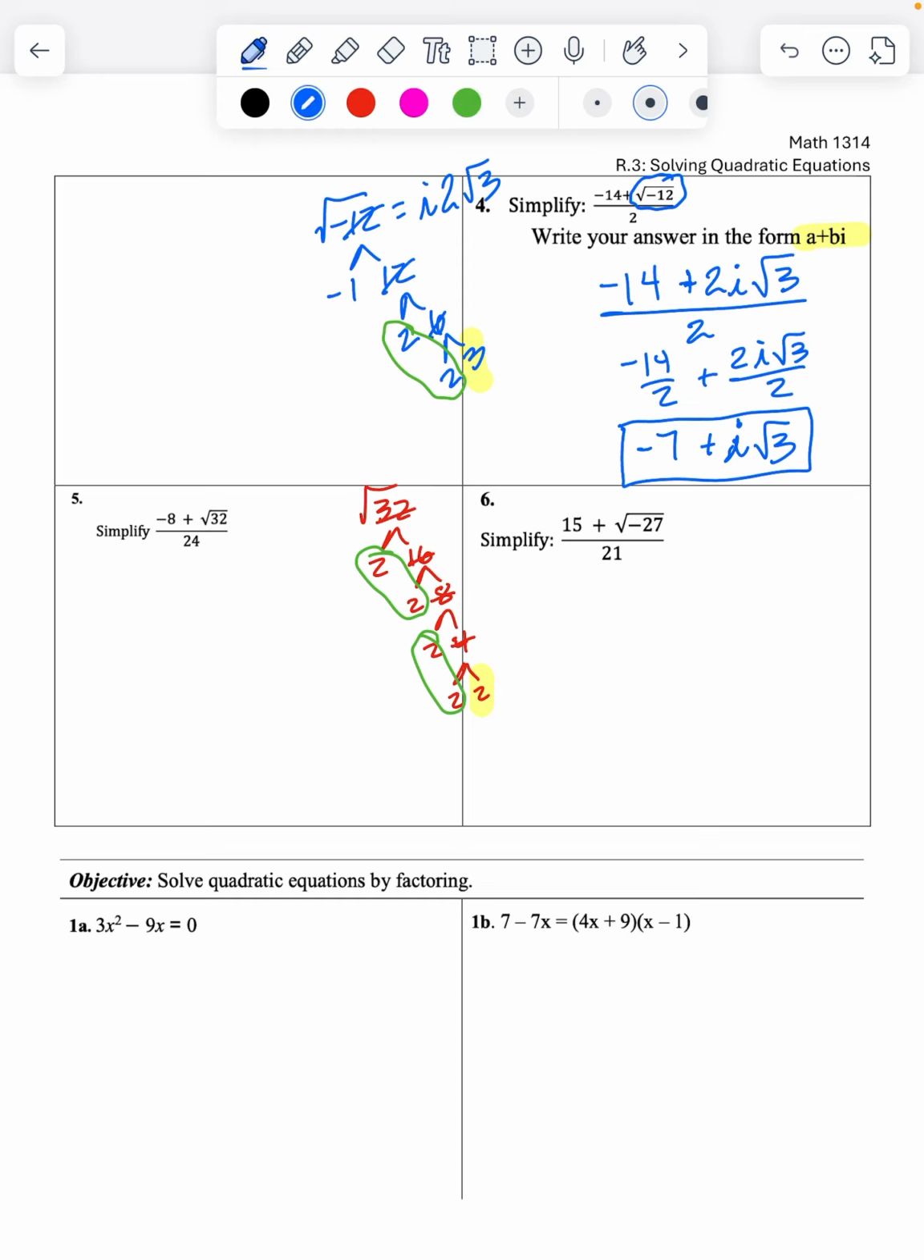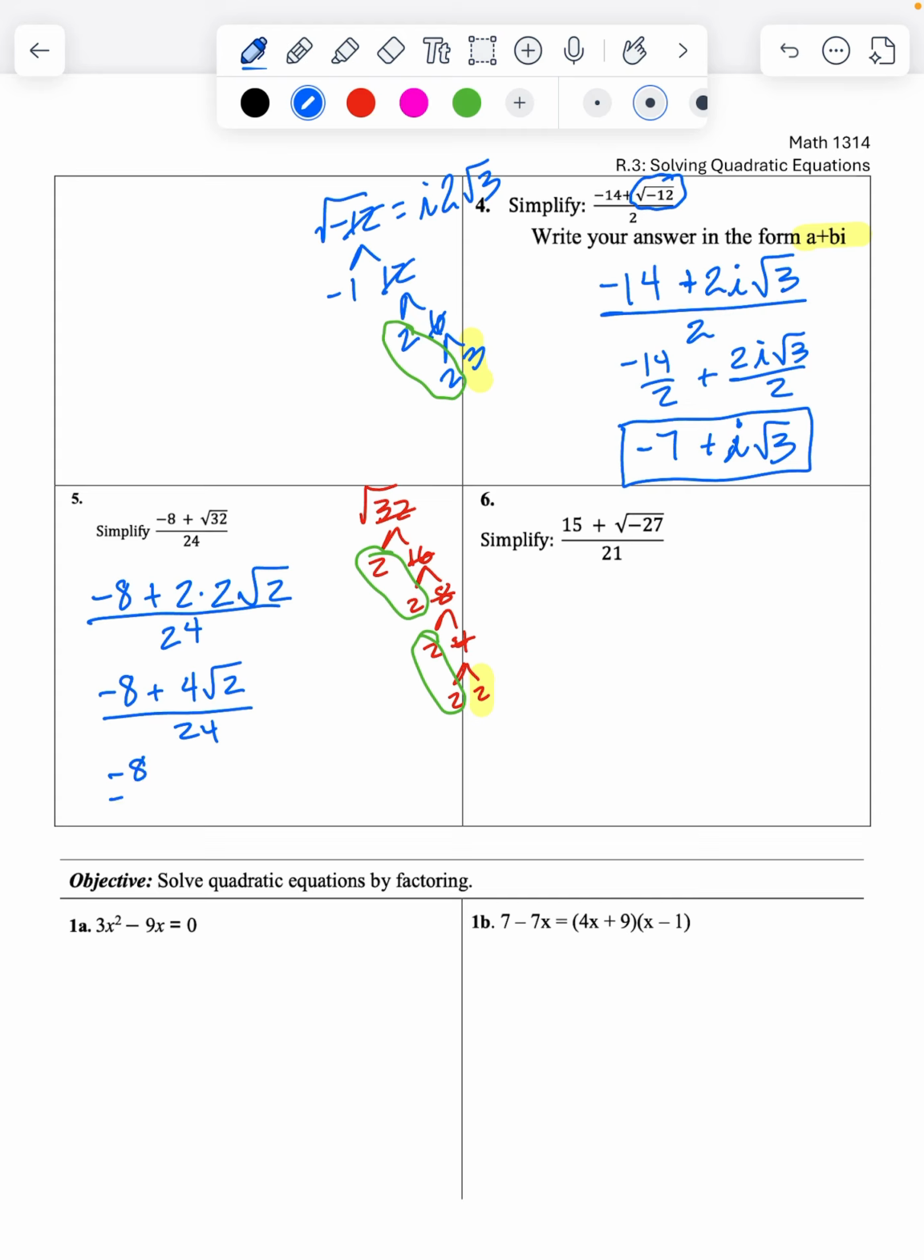So the negative 8 plus stays the same for now. The square root of 32, we have a 2 that comes out from the first pair of 2's, a second 2 that comes out from the second pair of 2's, and then the 2 that has to stay inside that didn't have a pair, all over 24. So this is negative 8 plus 2 times 2 is 4, times the square root of 2, all over 24.